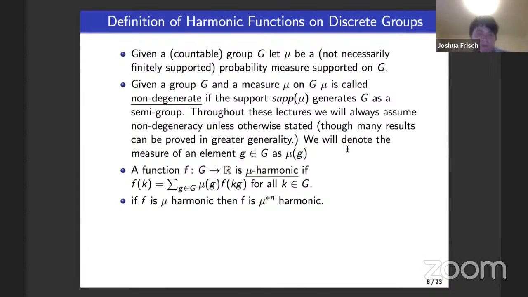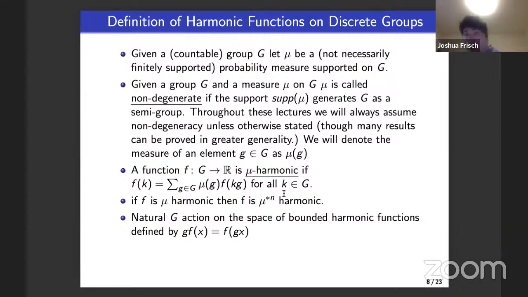But there are some nice properties. First of all, just an easy thing: if f is mu harmonic, then f is also mu convolved with itself n times harmonic. In general, the star n notation is going to mean the nth convolutional power of mu. So I take mu and then I convolve it with itself again and again and again, n times. And it's pretty easy to see this directly from the definition. You just rewrite f in terms of mu, and then you rewrite these things in the sum again and again, and you immediately get it by induction.